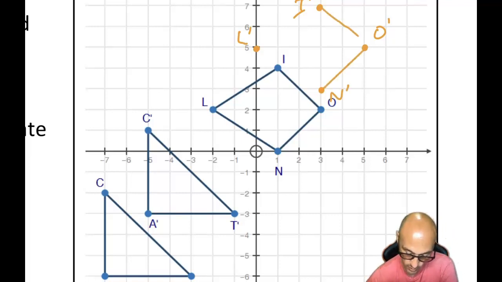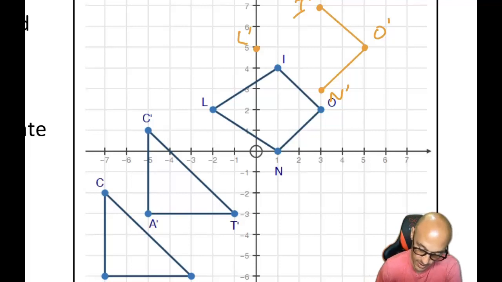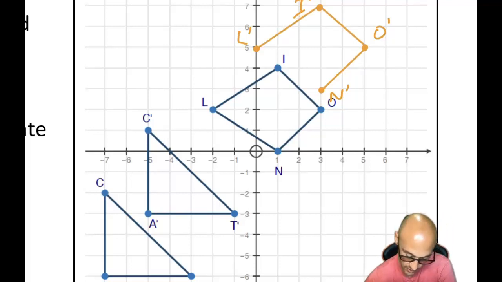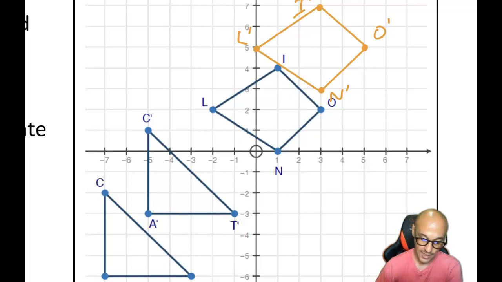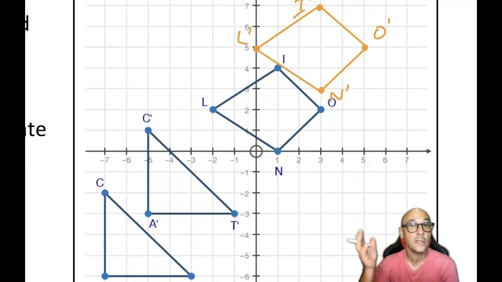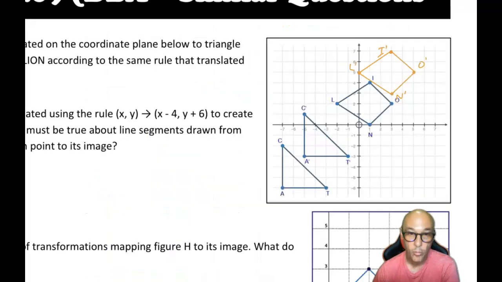And what I want to check once I connect them is making sure that it actually looks kind of the same as the other shape. And yeah, it does look like LION: L prime, I prime, O prime, N prime.